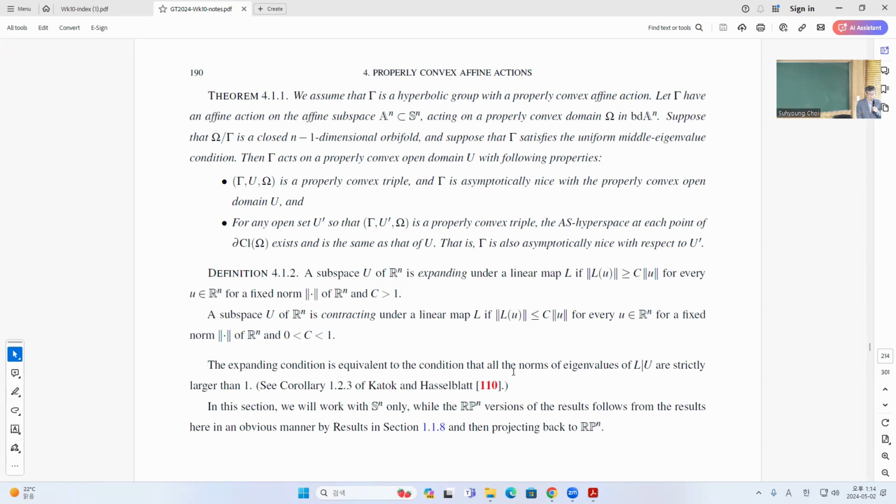And of course, this is the same as saying that the norms of the eigenvalues are strictly larger than one, or strictly less than one in the contracting case. So this is actually a corollary in Katok and Hasselblatt, but this is not a big theorem, but it's of course something you need to know. Okay, so in this section we will work with SL_n, but the R^n version is very similar to here.